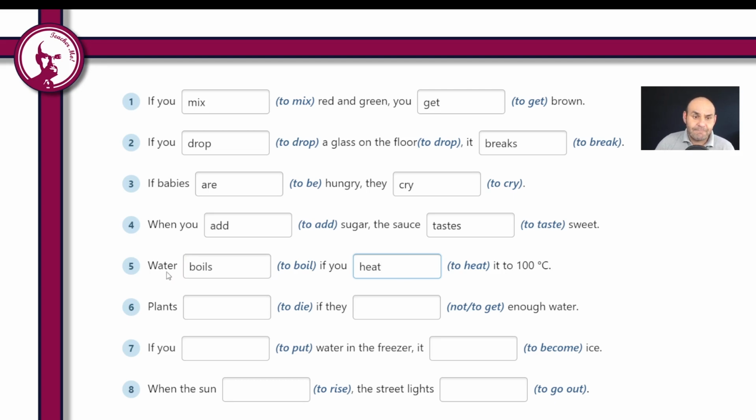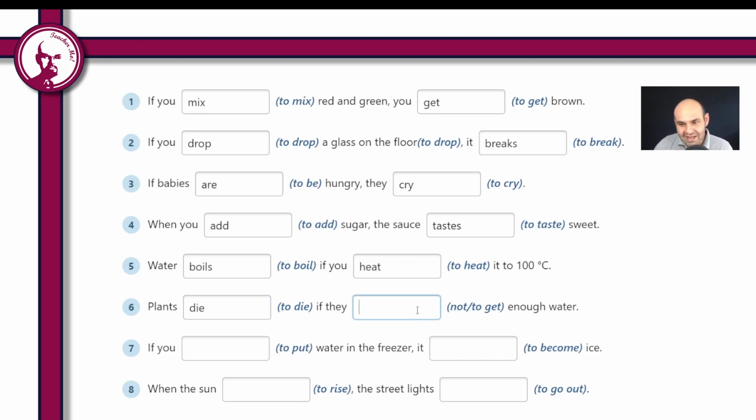Look at number 5. In number 5, you see we have the result clause at the beginning of the sentence. So there is no comma between these two clauses. If you remember, we said that in a conditional sentence, when we have the if clause at the beginning, we should use a comma after it. But when we use the result clause at the beginning, like number 5, there is no comma between these two clauses. Okay, next one. Plants die if they, so we want to use the negative form.